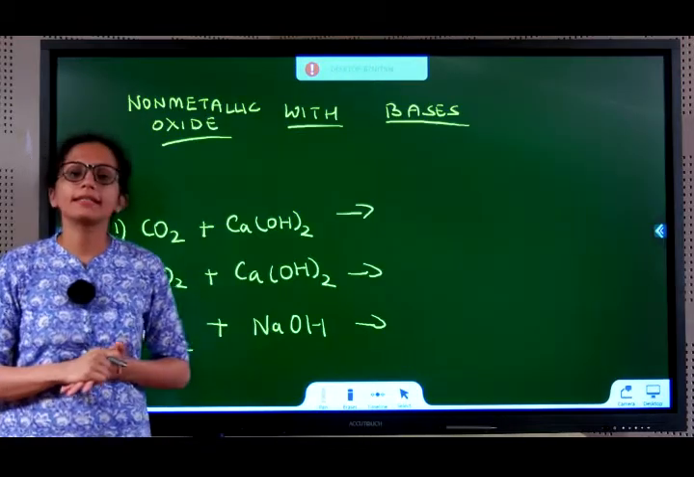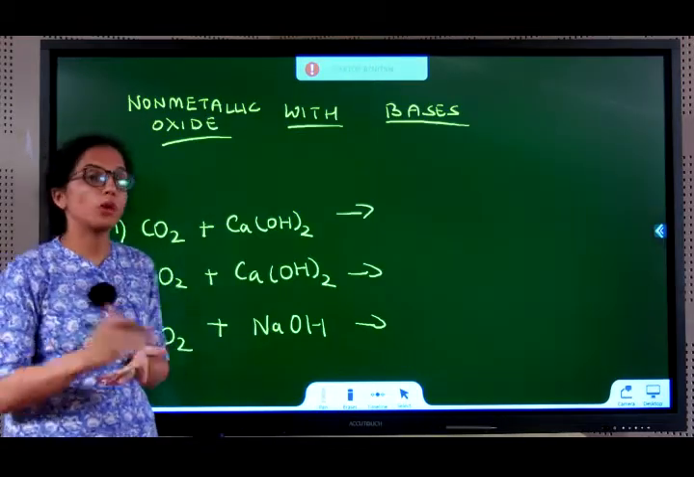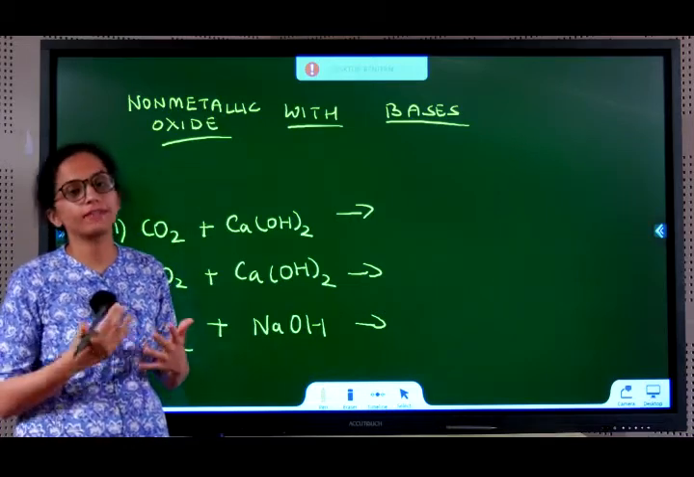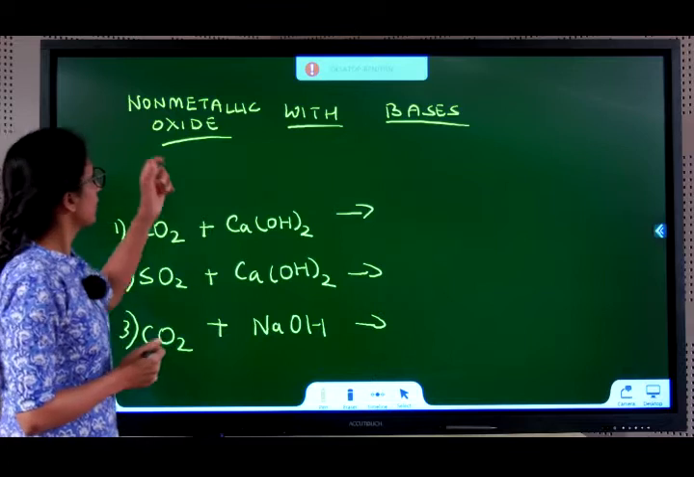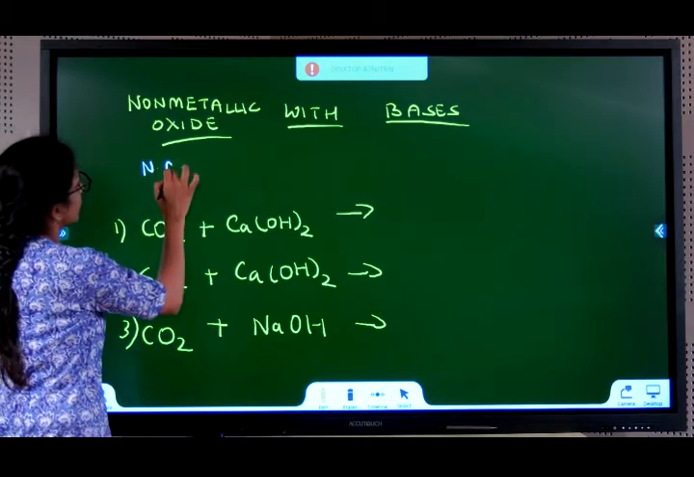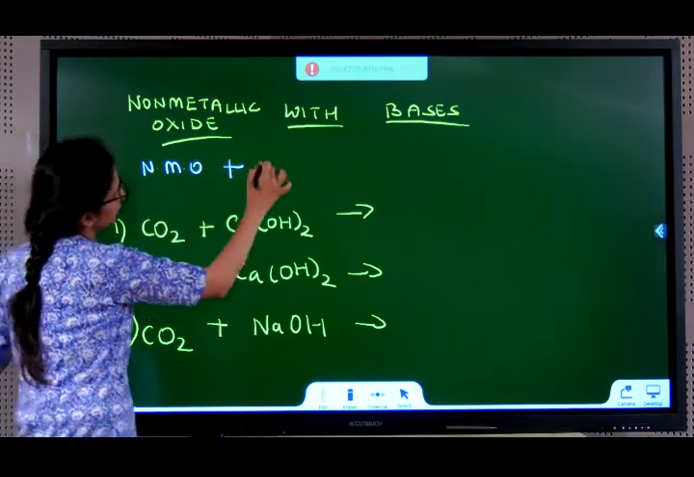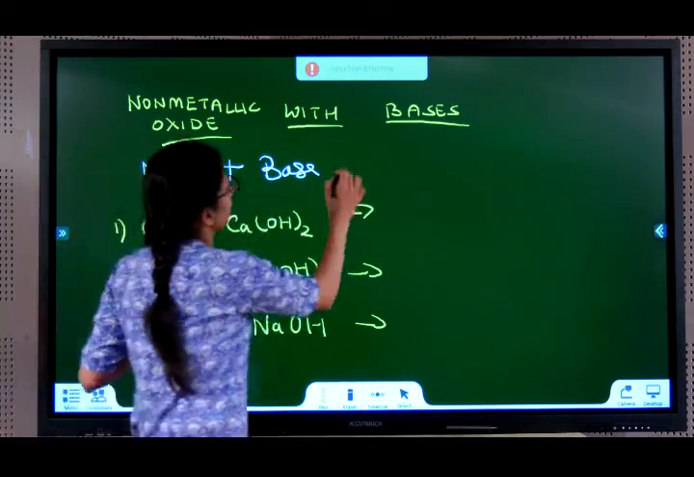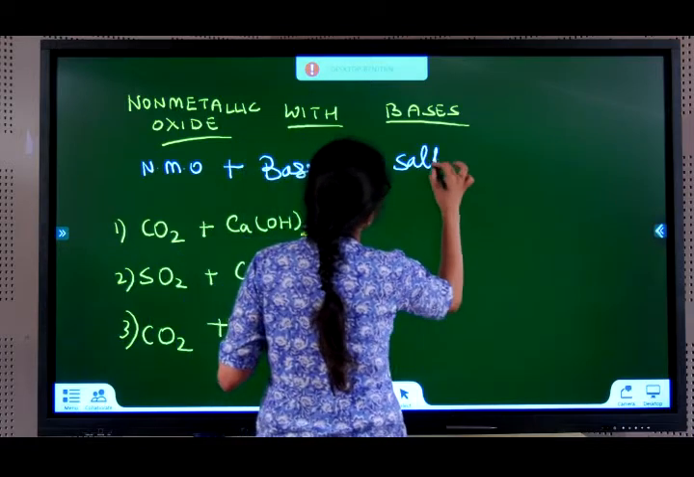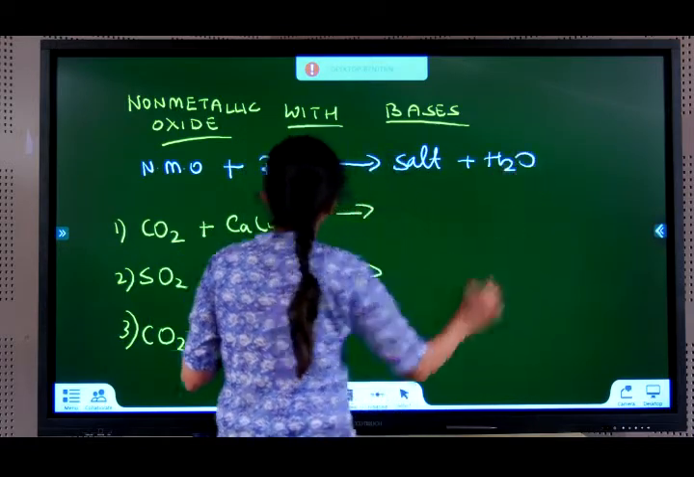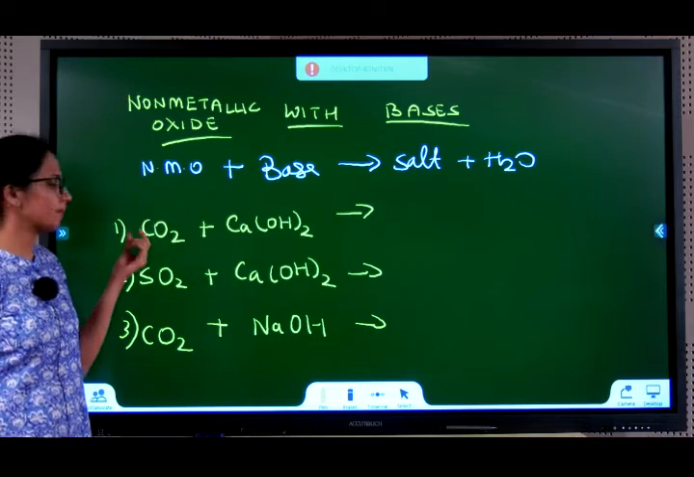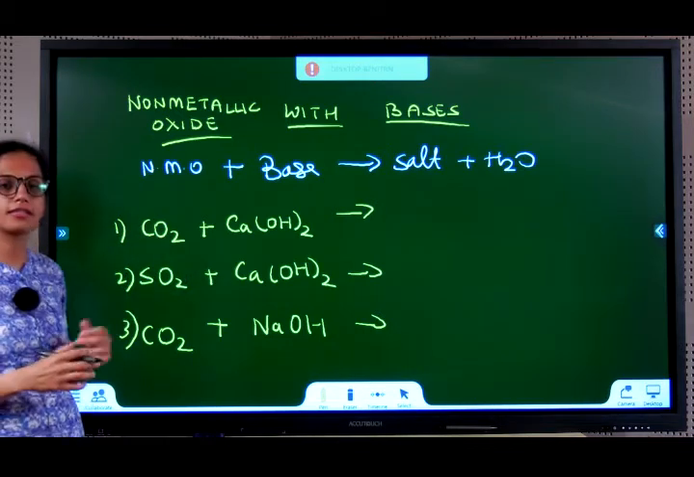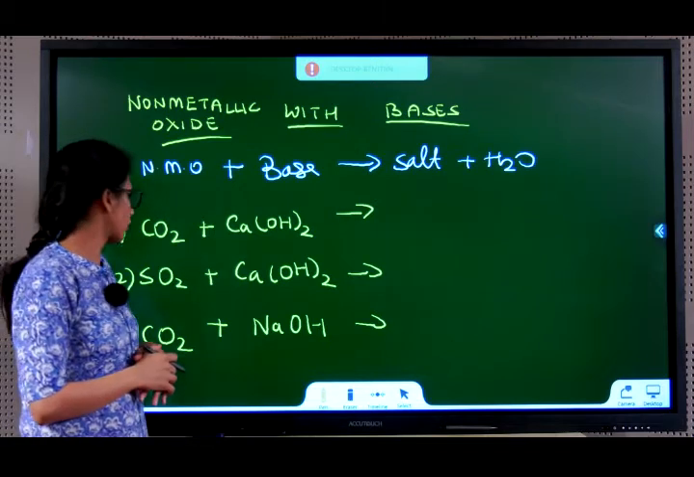How do non-metallic oxides react with bases? Why bases? Non-metallic oxides are usually acidic in nature, so they will tend to react with bases. So if you take a non-metallic oxide, which is acidic, and make it react with a base, what will it form? Salt and water. So carbon and sulfur are all non-metals, with oxides. Carbon dioxide and sulfur dioxide are good non-metallic oxides.